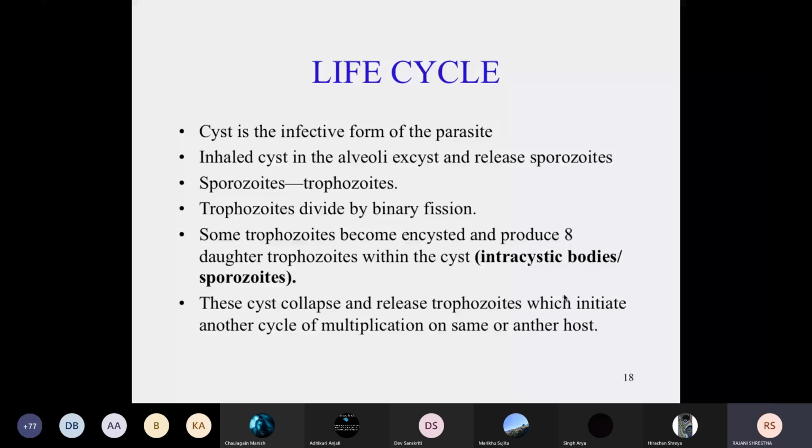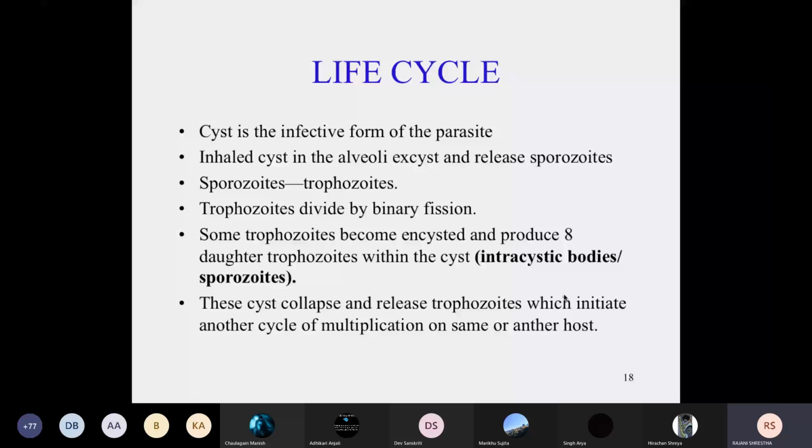The cyst form is the more infective form, and when the individual inhales the cyst, there is a release of the sporozoites. Some of these sporozoites get converted into trophozoites, and some of the trophozoites divide by binary fission. Some trophozoites become encysted and produce 8 daughter trophozoites within the cyst, which are also called intracystic bodies or sporozoites. And these cysts collapse and release the trophozoites, which are ready to initiate multiplication in the same host or maybe in another host. The transfer to another host is through coughing. While coughing, they may spread the disease, and there may be inhalation of the spores.